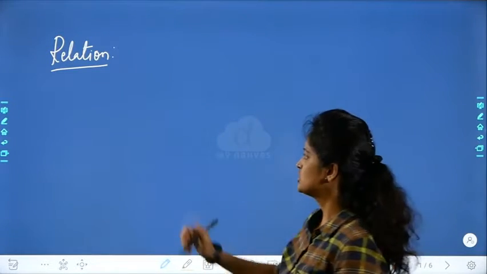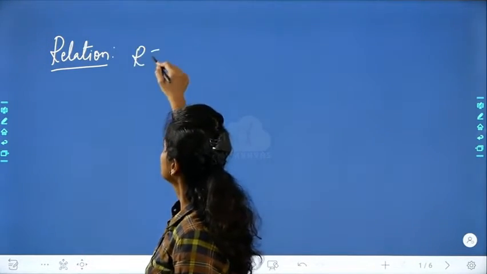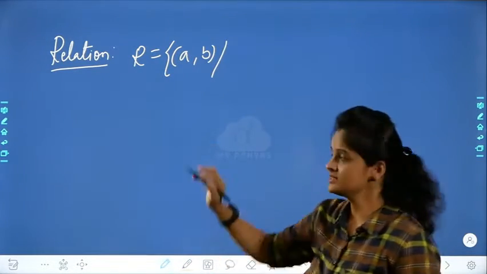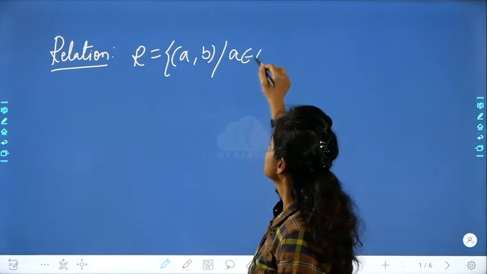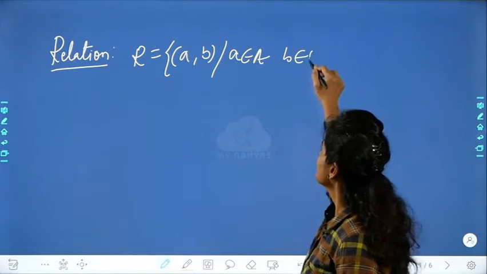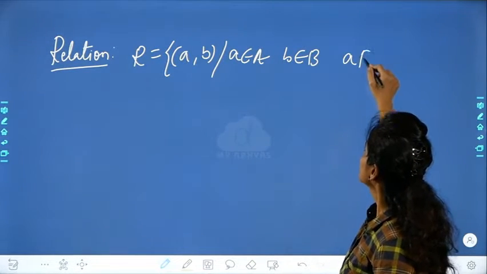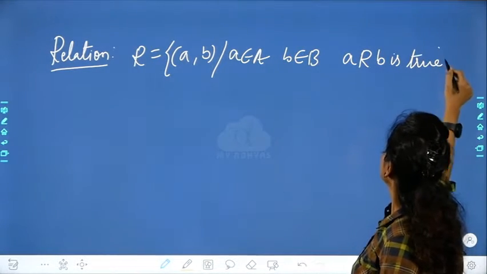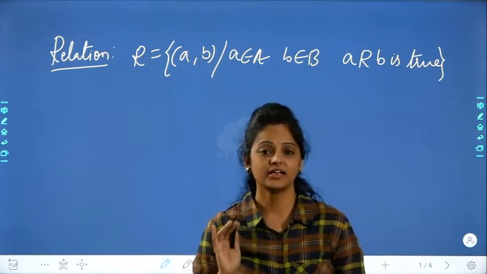Here also we are taking all the ordered pairs. But I am taking that A relation B. Once again I will write the definition so that it will be clear for you. I am taking all the ordered pairs, where A belongs to set A, B belongs to set B, and A relation B has to be true. Then only it is taken as a relation.